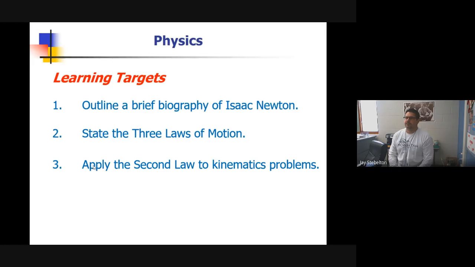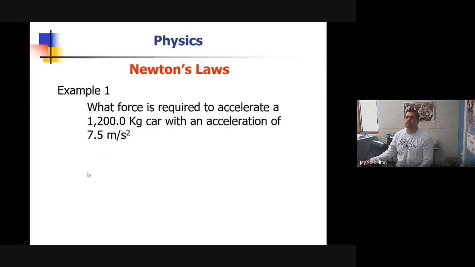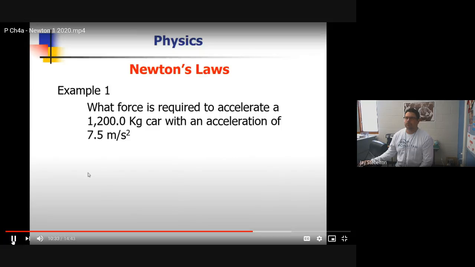Well, you know me. Whenever I have a physics problem, what's the first thing I have to do? That's right, read it. The force required to accelerate a 1,200 kilogram car with an acceleration of 7.5 meters per second squared.